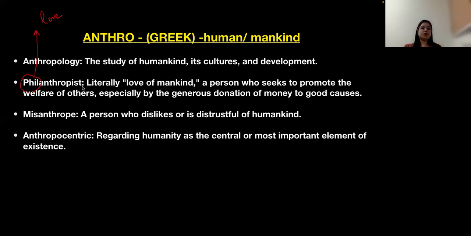So philanthropist is someone who works towards bettering the situation of the less privileged by donating money, by doing something for a good cause, and someone who just loves mankind in general is a philanthropist. Opposite would be misanthrope, someone who dislikes humankind, someone who's a very cynical person.